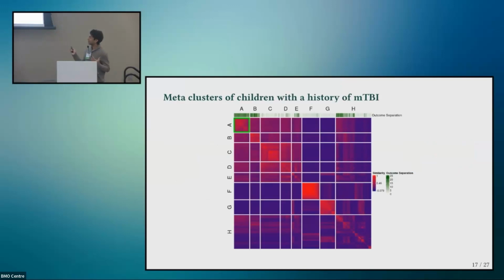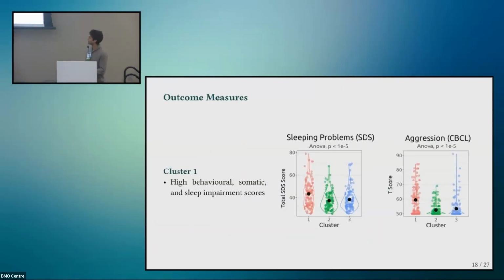So this is what 2000 cluster solutions can look like. This is a heat map showing the pairwise similarities of 2000 cluster solutions. And these red squares are the meta clusters. So these are sets of cluster solutions that are all very similar to each other. And they all tell you different things about the data in different interesting ways. But we're focusing on meta cluster A in the top left over here, which happened to be the best one at separating kids apart according to the outcome measures of interest.